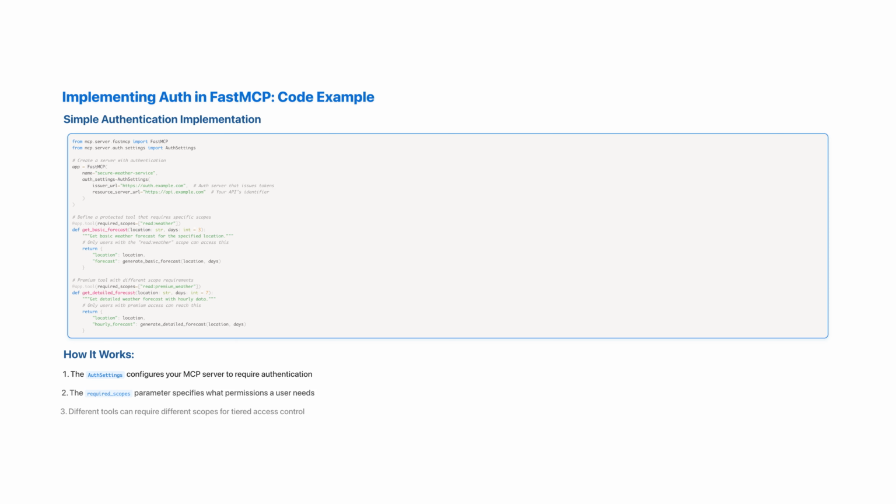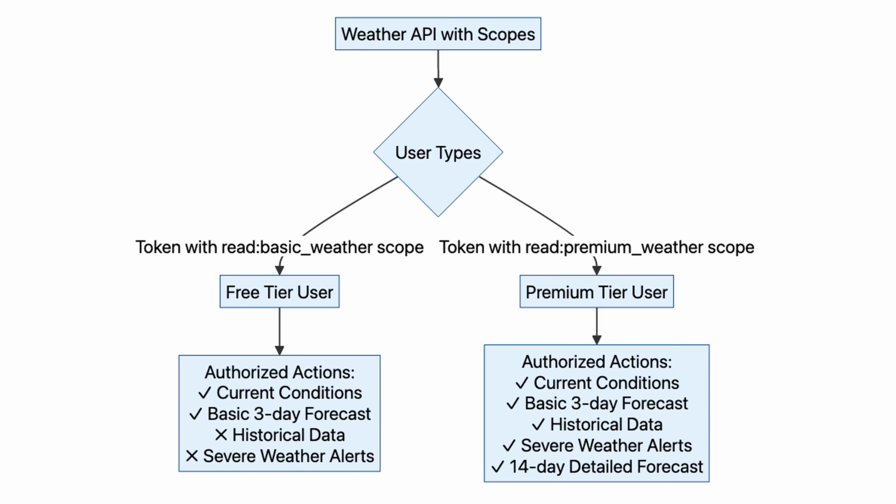Then users get access tokens with specific permissions, called scopes, that control what they can do. Scopes? Oh, that sounds useful. So I could have a free tier with basic weather info, and then a premium tier with more detailed forecasts, all controlled by different scopes.